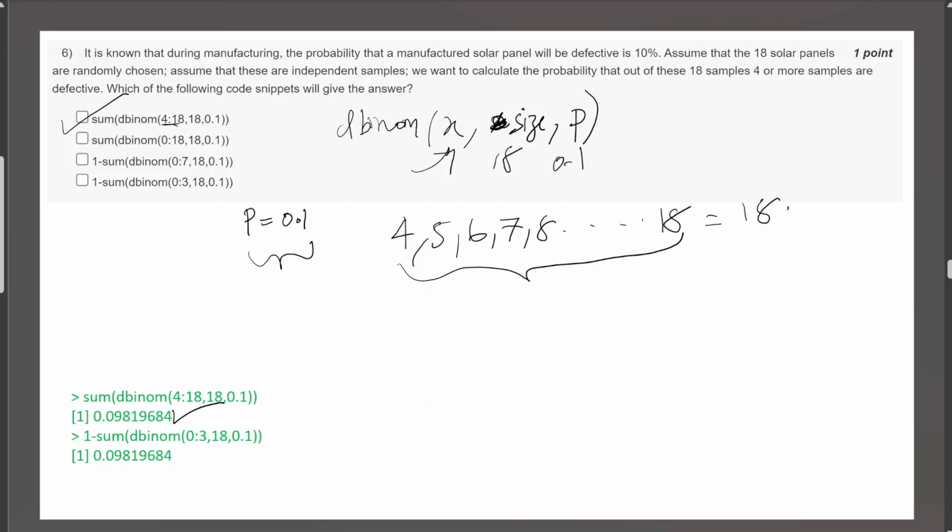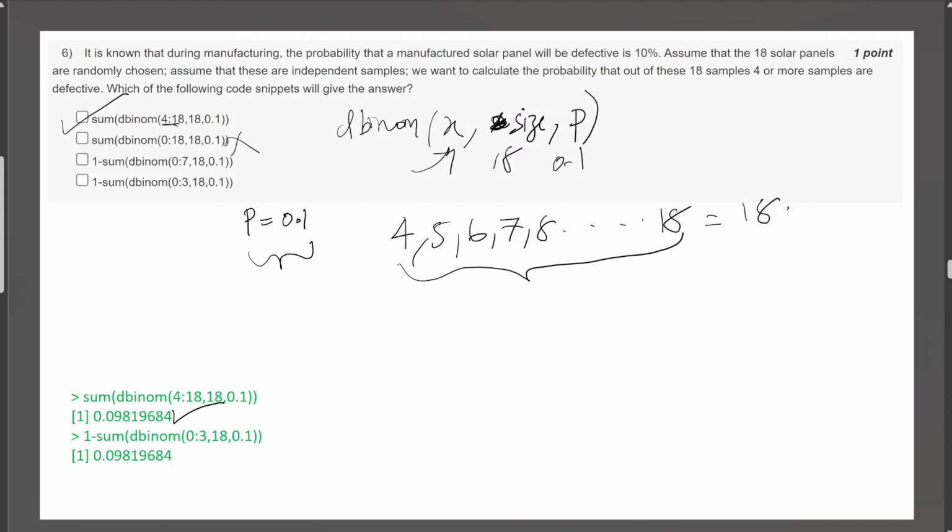Let's take the second option, sum of dbinom 0 to 18. It's the complete range, like it covers all the values from 0 to 18 being defective, so this is not the correct one. Then there is 1 minus f of x, finding f of x and then 1 minus f of x. This is useful.